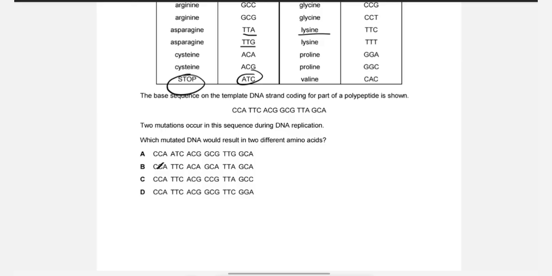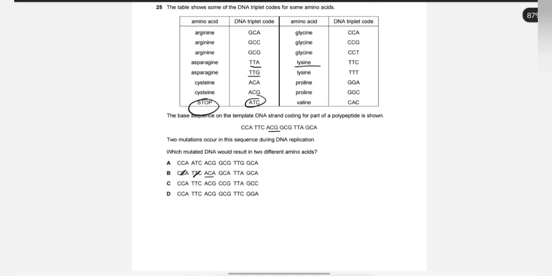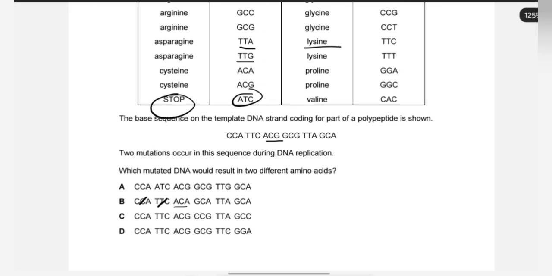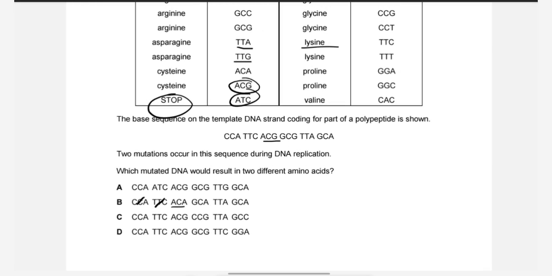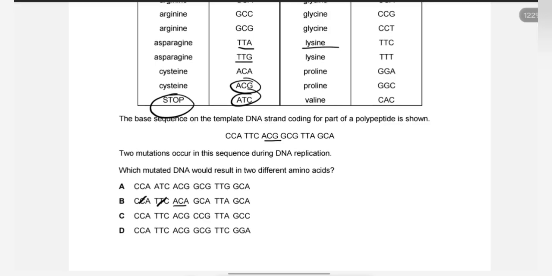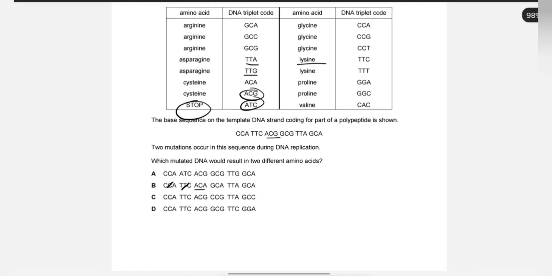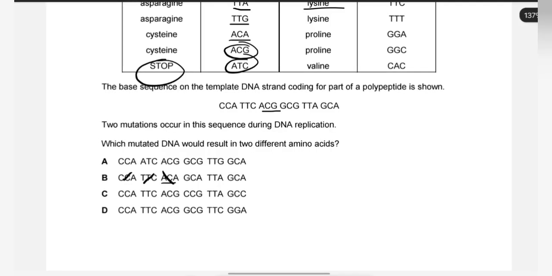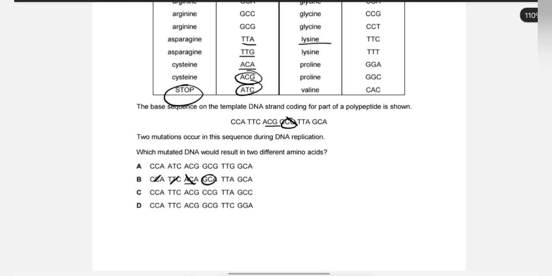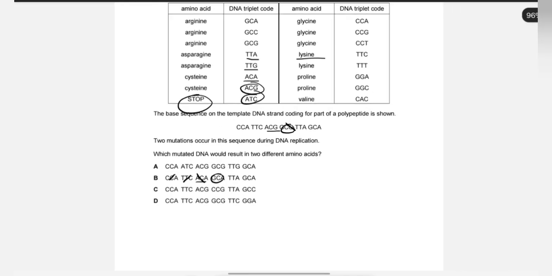Then we move on to B. With CCA, the first one is the same, TTC the same, ACA in place of ACG. If we look for ACG, it's cysteine, and ACA is also cysteine, so it's the same. And for GCA, we have GCG, so we compare GCG and GCA. GCG is arginine, and GCA is arginine as well. Now TTA is the same, GCA is the same. So B is again out. Then we move on to C.